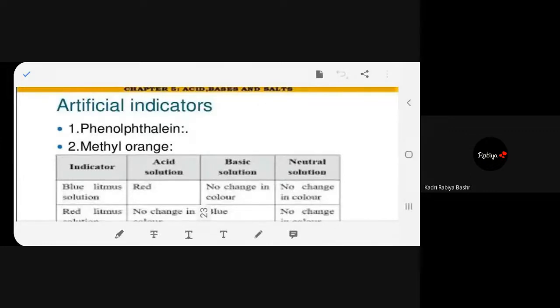In your syllabus, it's only phenolphthalein, but I'm always giving you extra. Methyl orange is not mentioned in your syllabus, but I'm giving it to you. And this is also a type of indicator.